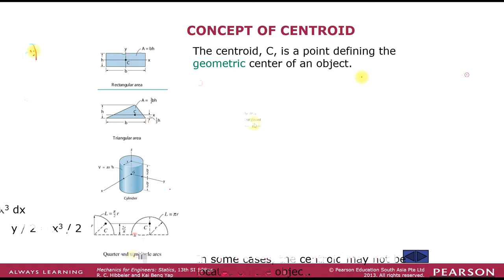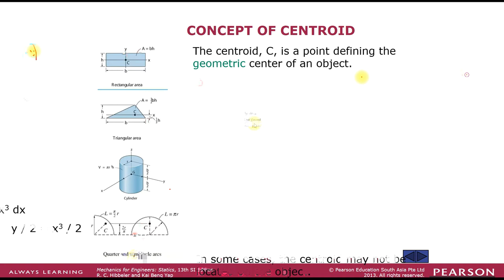Using a small strip of area, we integrate x dA divided by the integral of dA itself. Here x is equal to x, and based on the previous equation dA is equal to x cubed dx. So we substitute x cubed dx, with the limits from 0 to 1, and then we just integrate it.